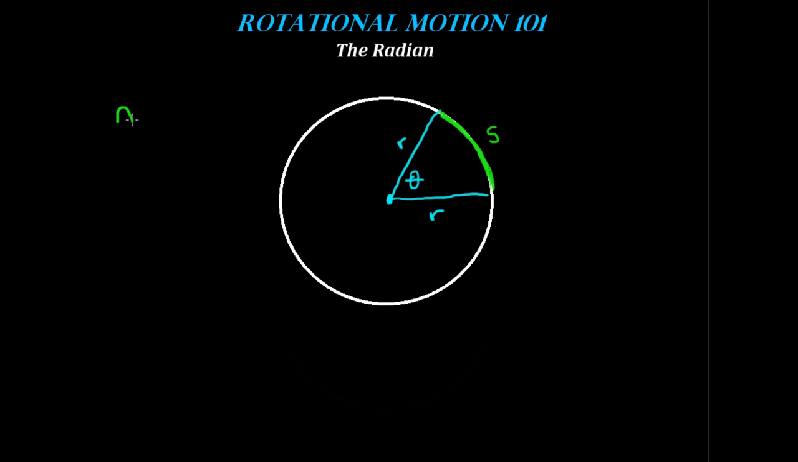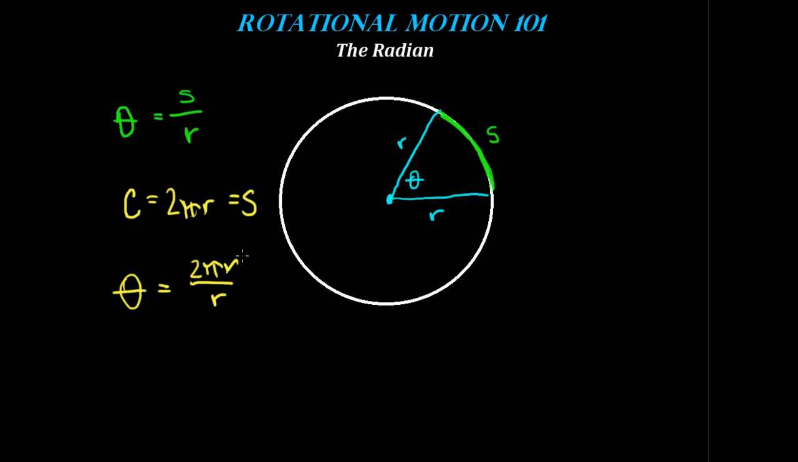An angle in radians is defined as the arc length over the radius. So how many radians are in a complete circle? Well, a complete circle has an arc length of 2 pi r. This is the circumference, right? If this is equal to our arc length in a complete circle, then our angle in radians is equal to our arc length, or our circumference, 2 pi r over r. The r and the r cancel out, and theta in radians is equal to 2 pi.